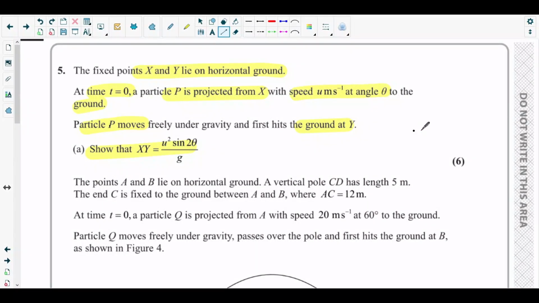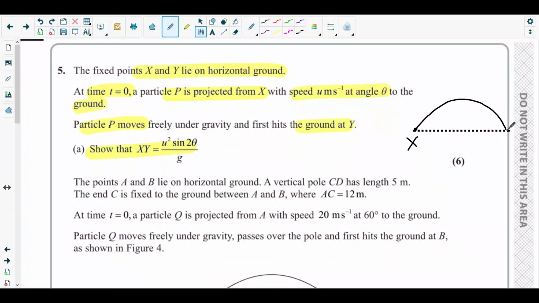Okay, so let's say this is the horizontal ground, and this is the point x from where it has been projected. So it will go up and then it will reach the ground again at the point y. So we have to find out this distance between x and y. This angle is given as theta, and the initial speed is just u.